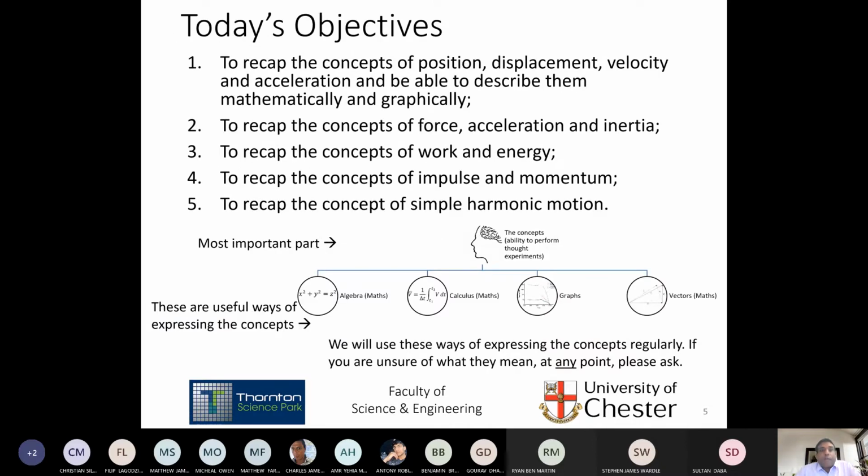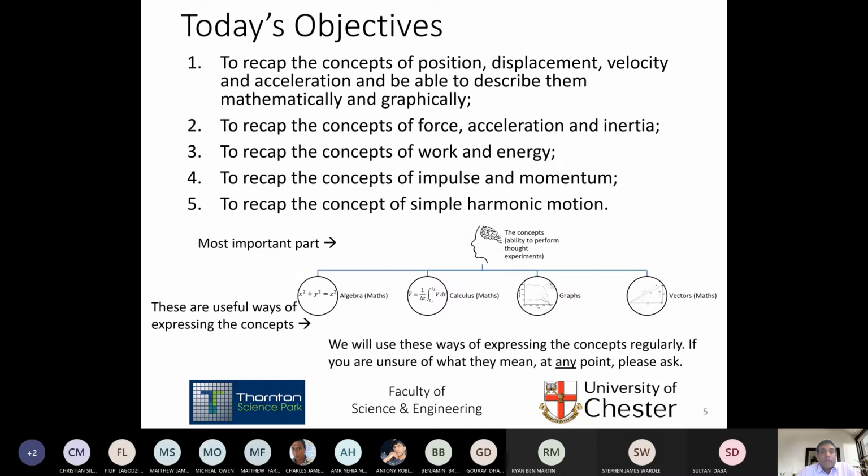Okay, so moving on to today's objectives. What are today's objectives? Well, at the end of this lecture, you would have recapped the concepts of position, displacement, velocity, and acceleration, which you learned in Dynamics 1, which is level 4. And we'll just recap those, and you'll be able to describe these concepts mathematically and graphically.